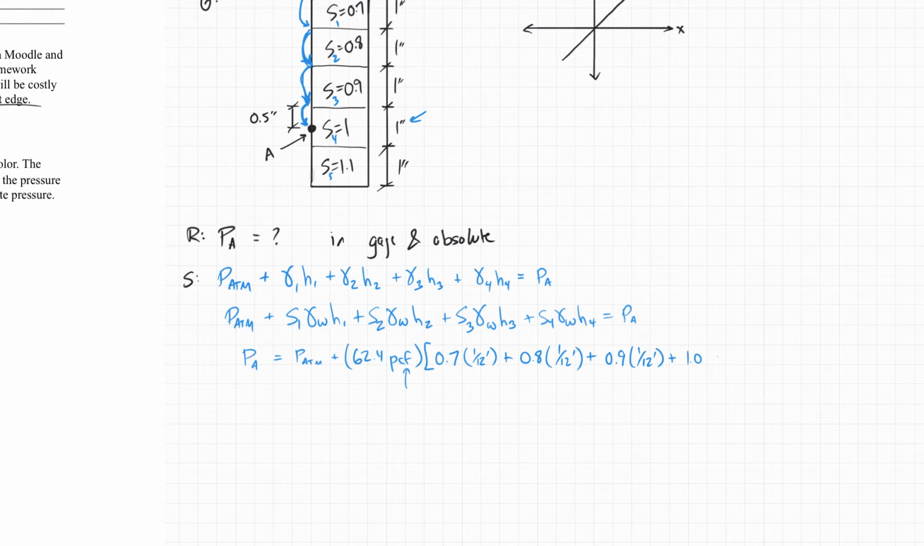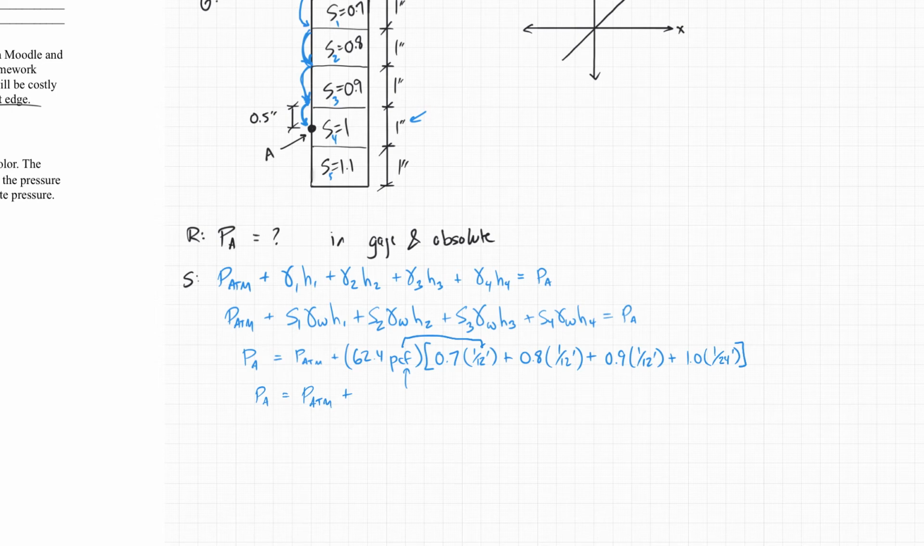Or if you prefer, 1 over 24. Okay, so this is 1/24 of a foot. And so now we've got it all. So PA equals PATM plus, and I'm going to keep this all separated out into individual terms. Notice I've got PCF, pounds per cubic foot, being multiplied by feet, so that's going to be pounds per square foot.